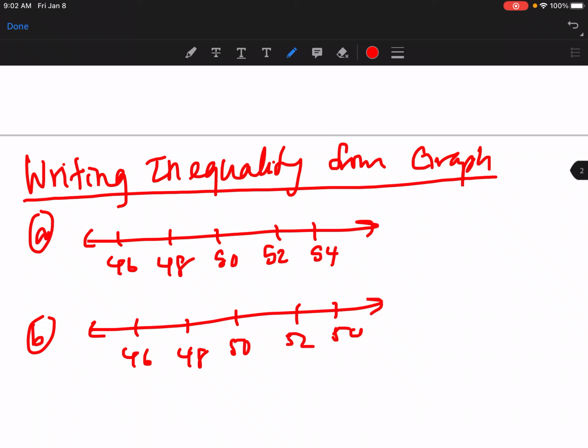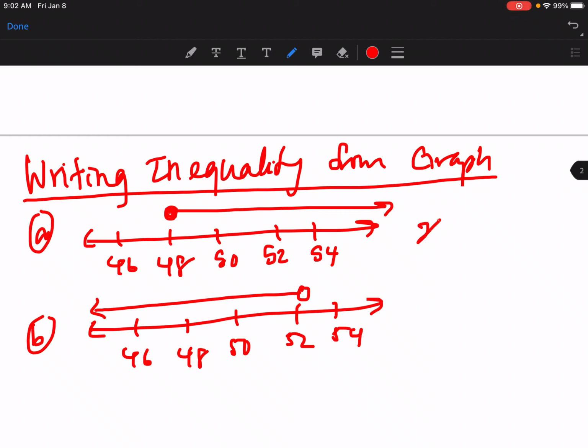All right, what if I have this graph given, and I want you to write this in inequality form. For the first one, we can see that our circle is at 48 and it's pointing to the right. So I'm going to pick a variable x, and this is greater than, since it's moving to the right. It's also going to have the equal to sign because of the closed circle, meaning my 48 is included. So x is greater than or equal to 48.